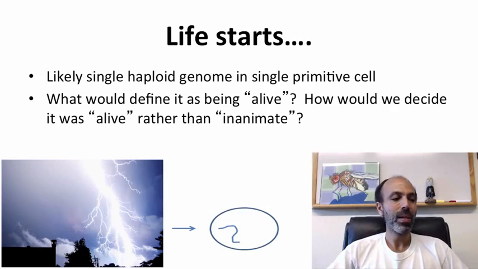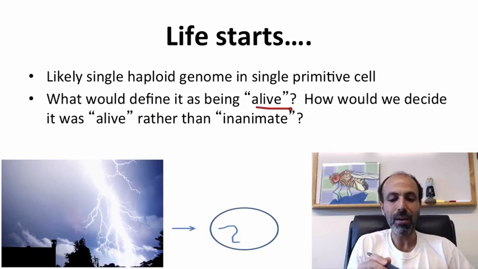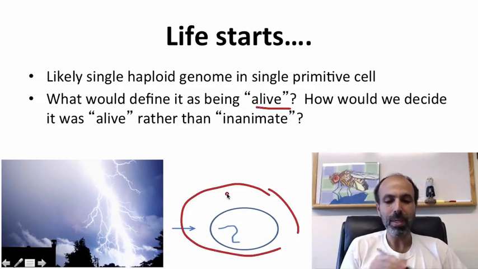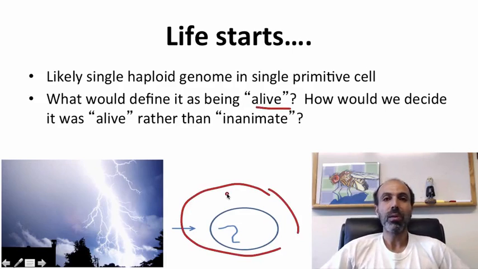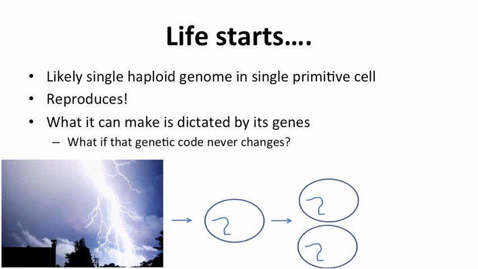Now, the question I like to pose to you is, what would have to be true for you to define this original cell as alive? How would you decide it was alive rather than inanimate? Well, the most likely answer people would say is it replicates, it reproduces, that it makes another copy of itself. So this one makes these two other daughter cells. And what it makes will be dictated by its genes.